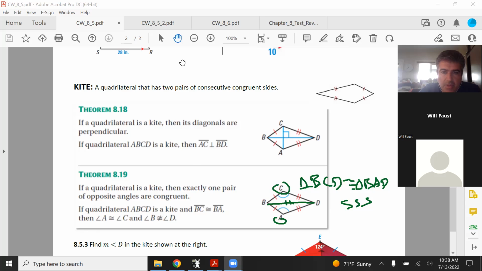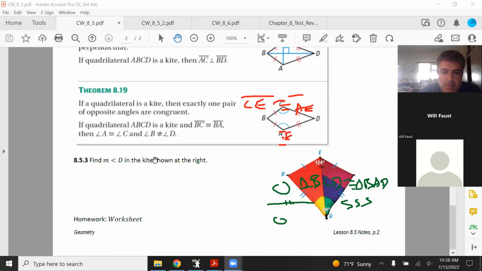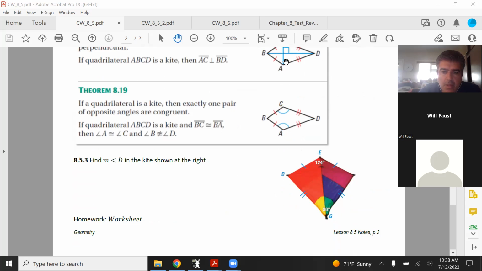And another thing I mentioned earlier is that if I call this, like, say, E right here, CE will be congruent to AE. Okay.